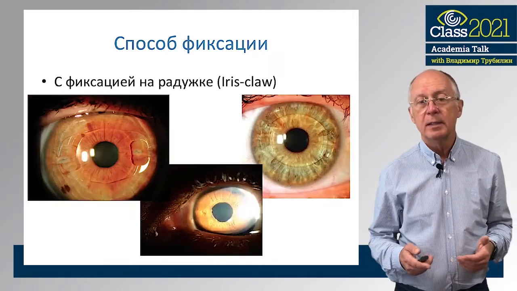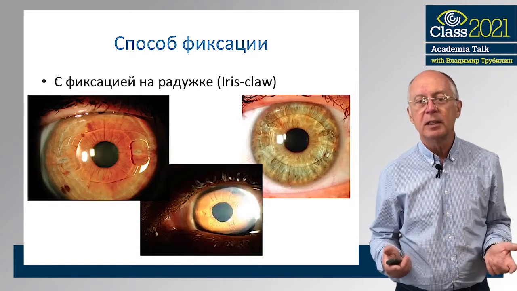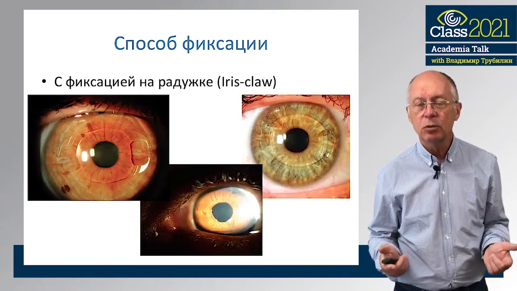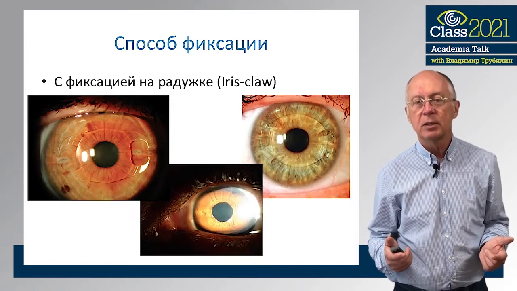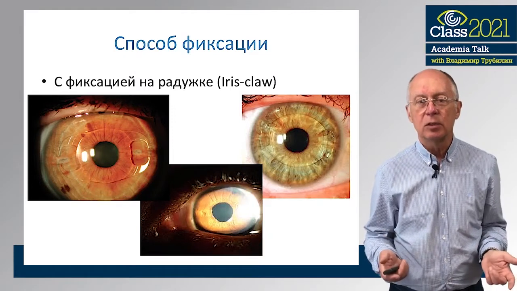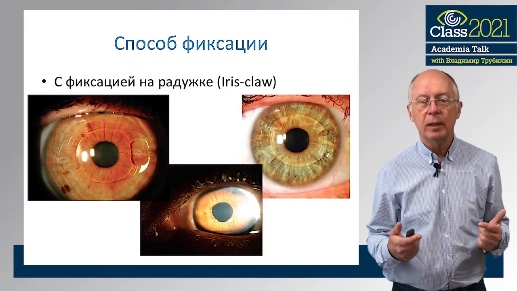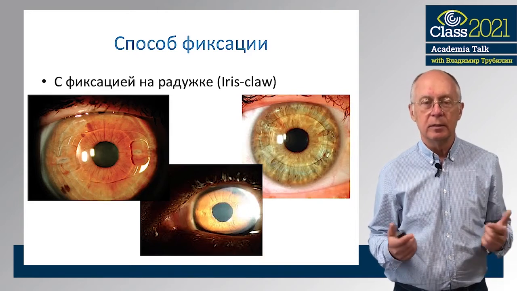Out of the anterior chamber lenses, and more precisely the lenses with the fixation on the iris, the most popular one at the moment is still the iris claw. It is a rigid lens which is implanted in cases of aphakia.